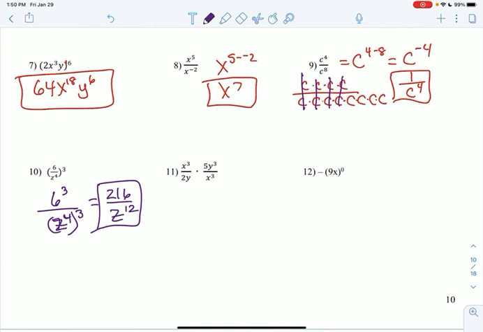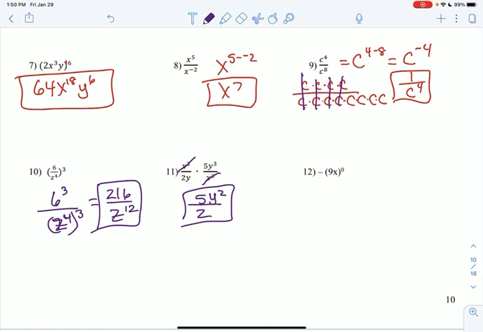All right, 11, you can actually cancel on 11. See how I have x to the 3rd on top and x to the 3rd on the bottom? All right, so those cancel, and then I have one of these y's can cancel with one of the y's up there, but you're left with 5 on top, 2 on the bottom. And now I have 3 y's on top and 1 y on the bottom. When you're dividing, you subtract those exponents. So it's 5y squared over 2.